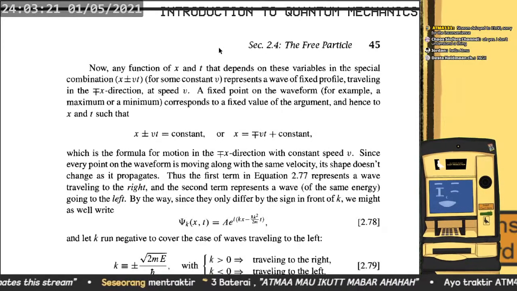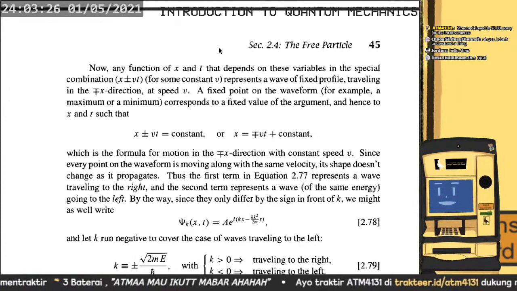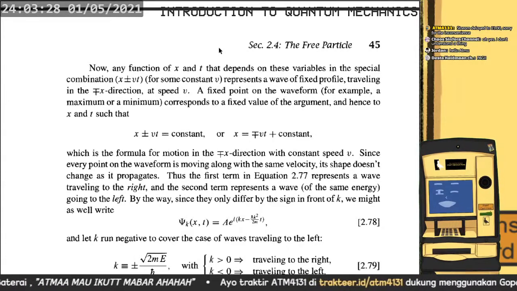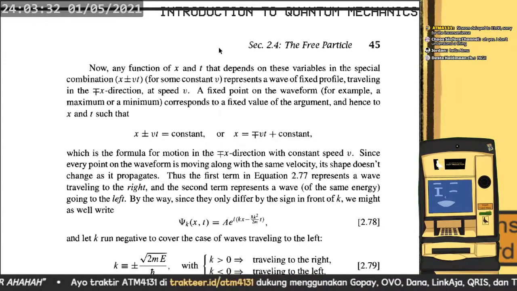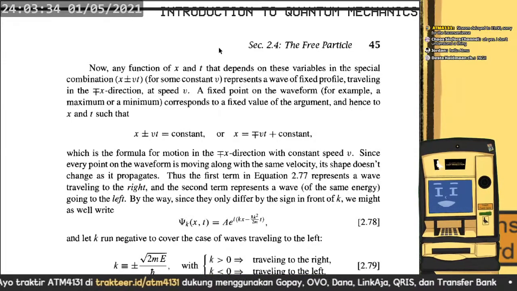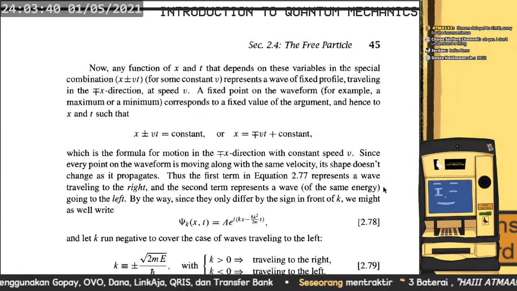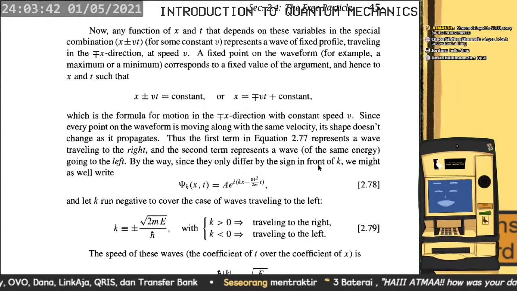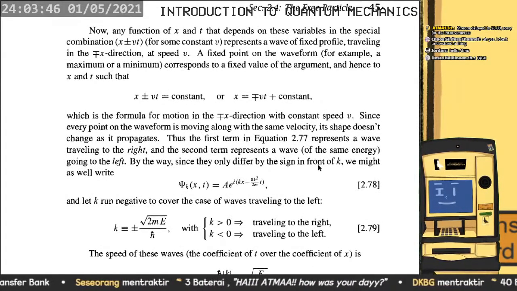A fixed point on the waveform, for example a maximum or a minimum, corresponds to a fixed value of the argument, and hence to x and t such that x plus or minus vt equals constant, or x equals minus or plus vt plus constant, which is the formula for motion in the minus or plus x direction with constant speed v.